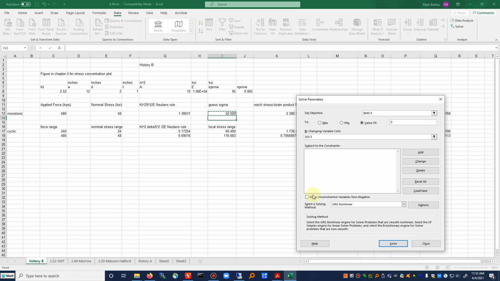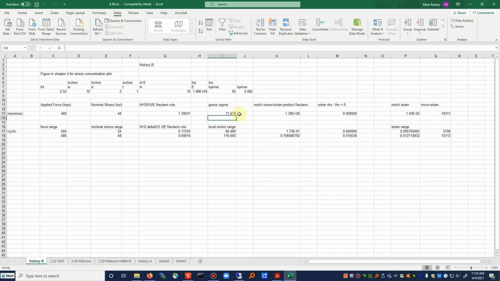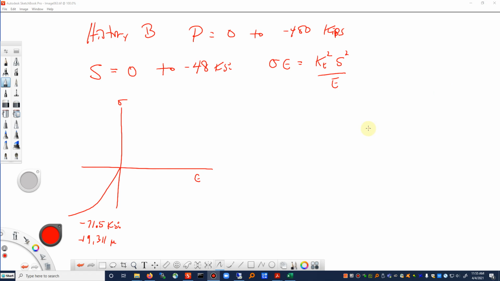And I think I had this checked. I think that might have been a problem. But I'm going to solve it, and it's driven it to 0. And I have a 71.478. All right, so because the initial excursion history B was negative, we end up with both compressive stresses and strains, minus 71.5 KSI and minus 19,311 microstrain. That's a really significant amount of strain.